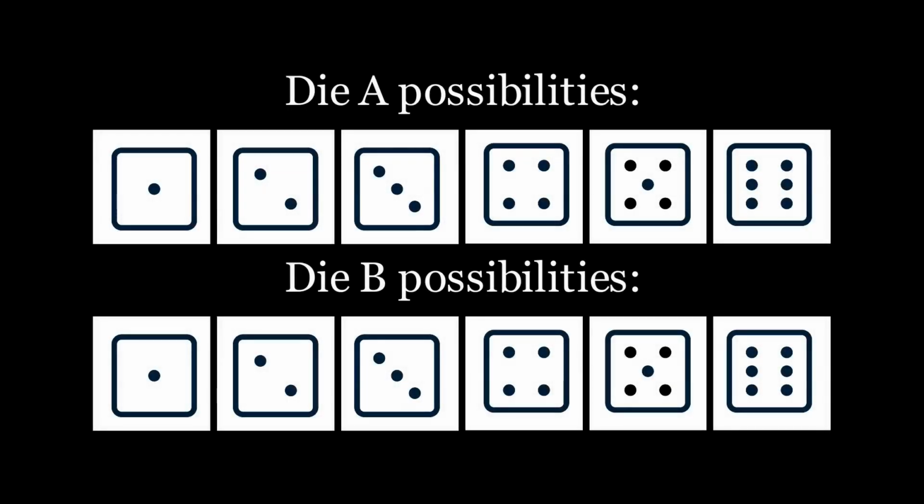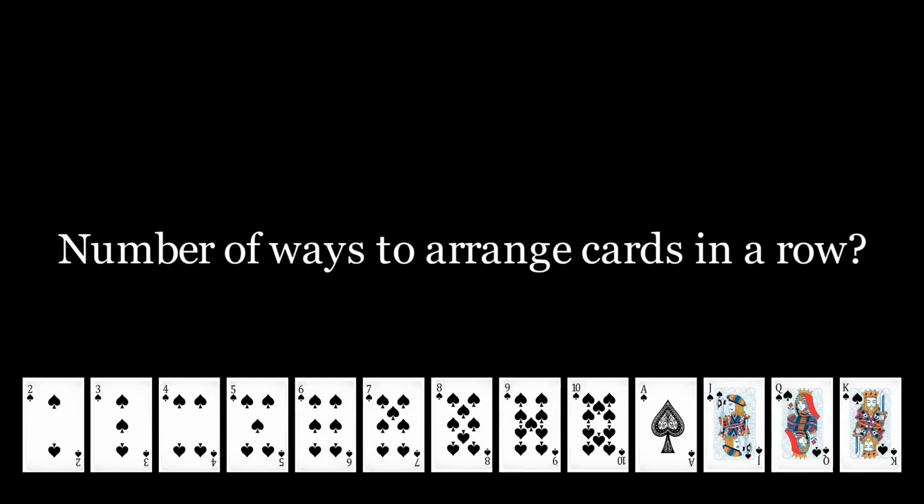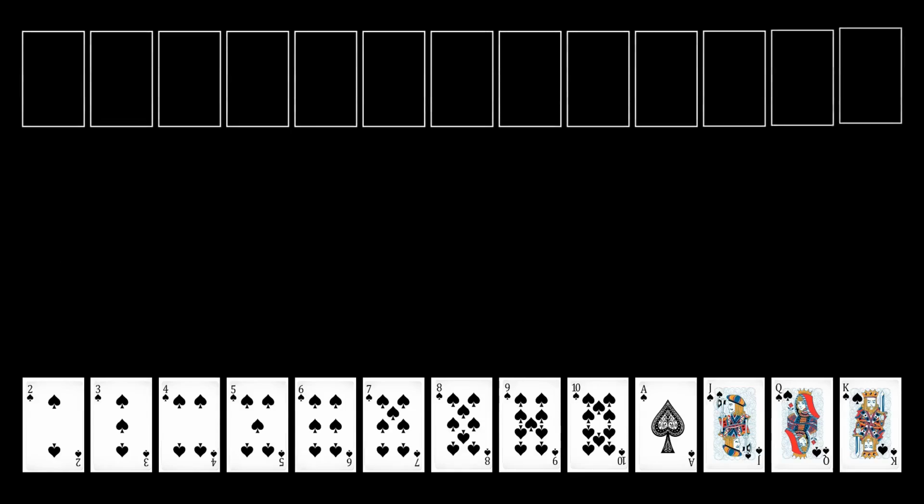In our dice example, the number of choices stayed the same for every step, but this is not always the case. Consider this example. Suppose we have a suit of 13 distinct cards. How many different ways are there to arrange the cards in a row? A good way to visualize this problem is using the box method. Imagine we have 13 boxes or slots in a row, which need to be filled with exactly one card each.